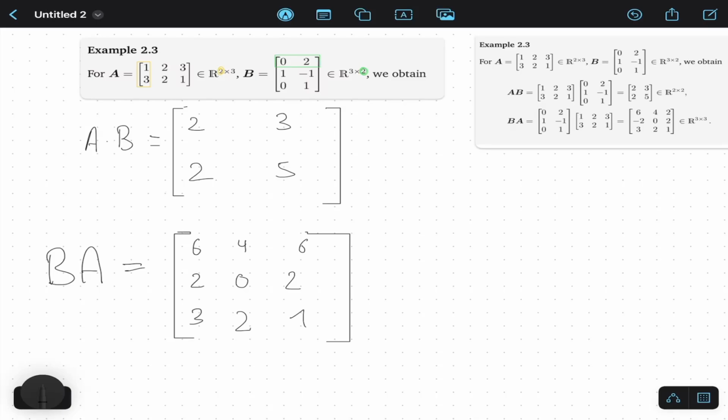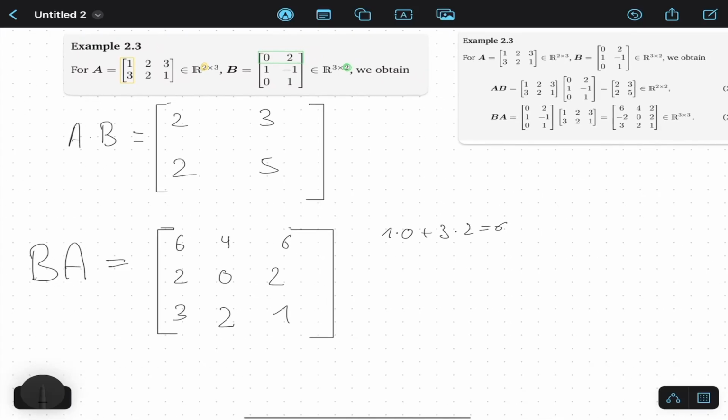So it was 1 times 0 plus 3 times 2 is 6. Okay, that's correct. Then we have 2 times 0 is 0, and then the next one is 4. That's correct. The last time is 6. 3 times 0 plus 1 times 2 is 2. So this one is 2.